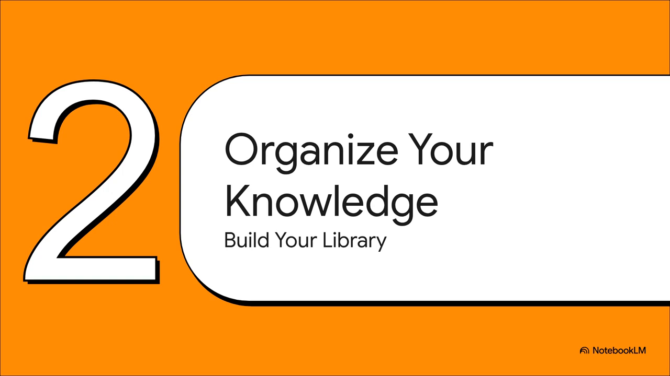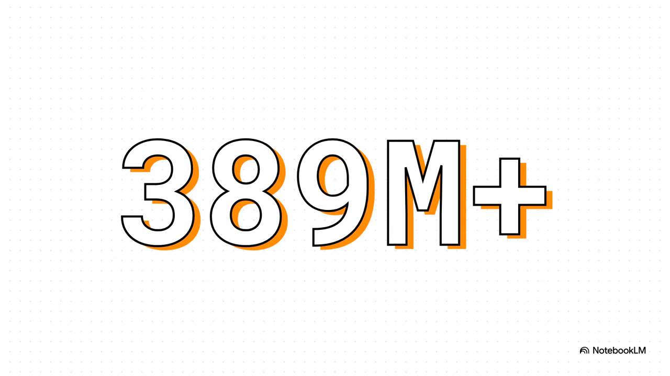Okay, so finding information is just step one. The real magic, the real game changer, happens when you can manage it all effectively. You're turning a flood of data into your very own personal knowledge base. Let's see how to do it. And trust me, you are going to need a system. Why? Because you're navigating a sea of, get this, over 389 million documents. It's so easy to get lost in all that.